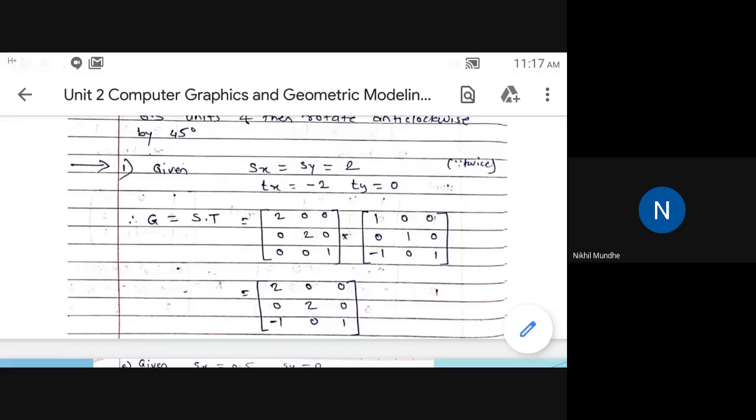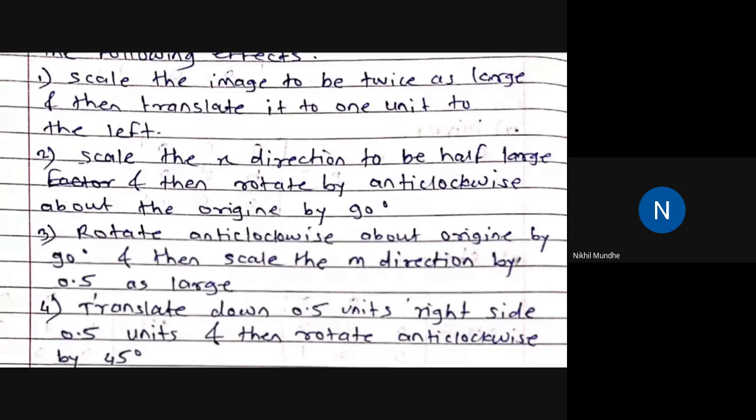Okay. First statement is a multiplication statement, scale and translate. Now the second statement is about rotation. So what is the statement? Sorry, not rotation. Scale. Again, scale the x direction to be half as large and then rotate anti-clockwise about the origin by 90 degrees. Same as the first statement.